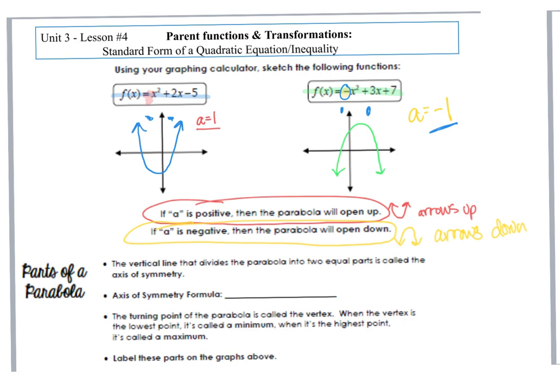Positive people are happy, they smile, so our parabola looks like a smile. Negative parabolas open down like a frown. Okay, now let's talk more about this.